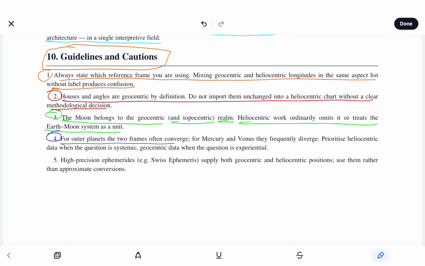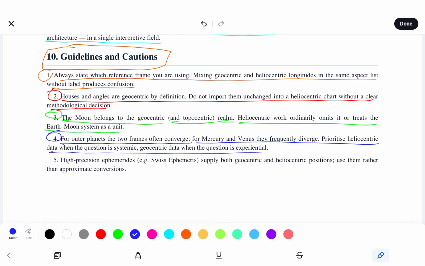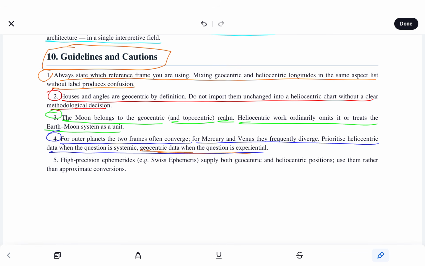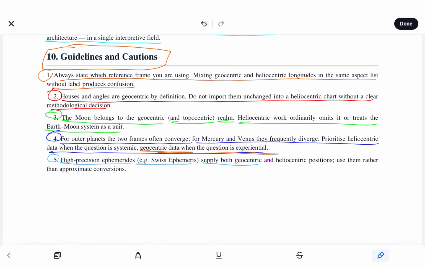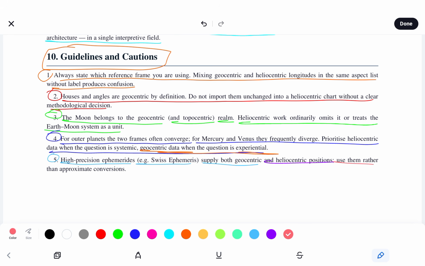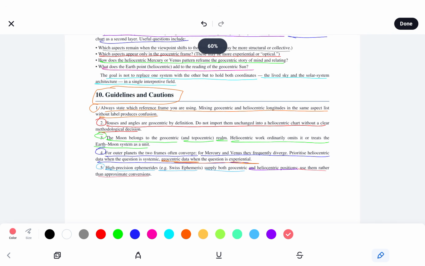Next, for outer planets, the two frames often converge. For Mercury and Venus, they frequently diverge. Prioritize helio data when the question is systemic, geo data when the question is experiential. And high precision ephemerides, for example Swiss Ephemeris, supply both geo and helio positions. Use them rather than approximate conversions.